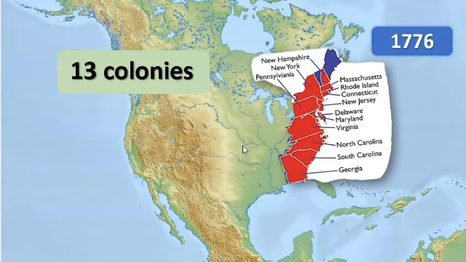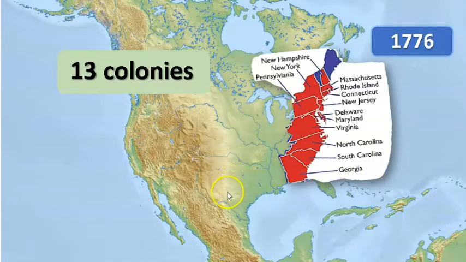In the last video, we left in the year 1776. Remember, there were 13 colonies here on the east coast of North America. Here are the names of the 13 colonies. Georgia was one of those colonies. There were big problems, though.